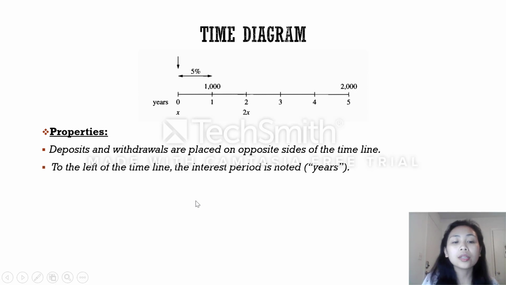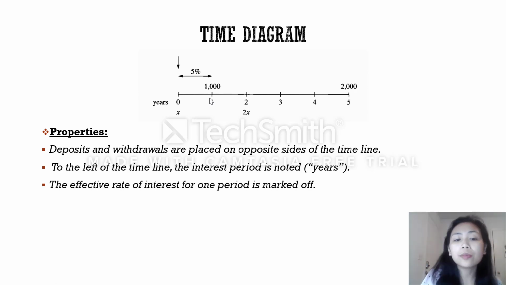Next, to the left of the timeline, the interest periods is noted. So here, for example, a year, that means 1 year is 1 period of interest. So if you look from time 0 to 1, because here we're using year as the interest period, that means from 0 to 1, that is 1 year.